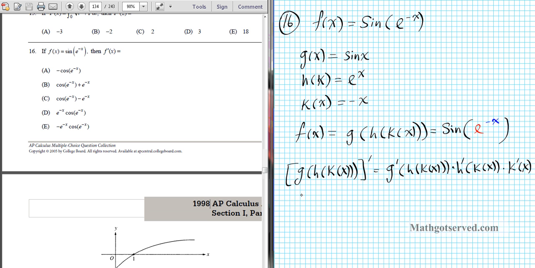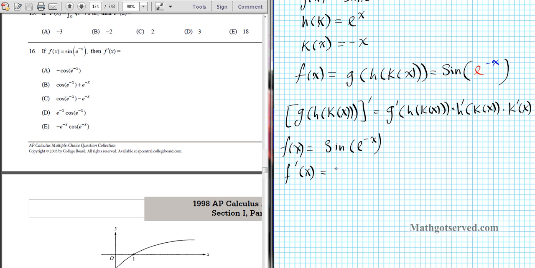So let's apply that to this problem. I'm going to do it step by step, okay? f of x is sine of e to the negative x. So that means f prime of x is going to be, let's start with the outermost one. The derivative of sine is cosine, right? So it's going to be cosine, keeping the 2 inner composed functions fixed, so e to the negative x fixed, times the derivative of the innermost function, so e to the negative x prime. I'm going to use prime notation. I can call it d dx of this, same thing, okay? And then that equals cosine e to the negative x.